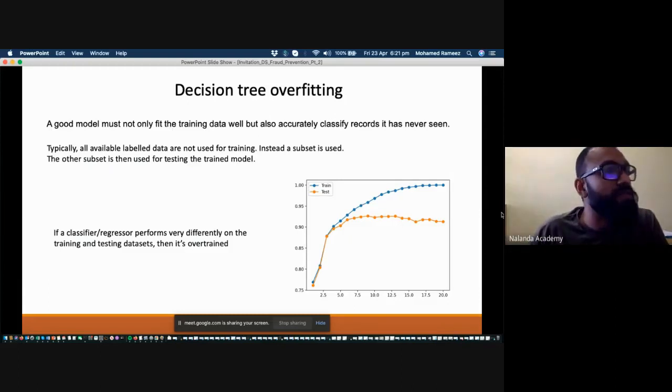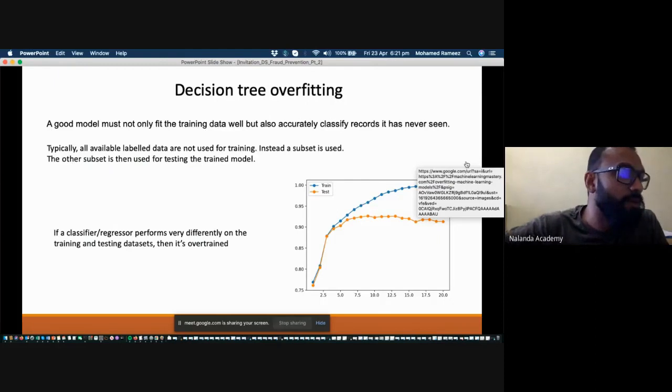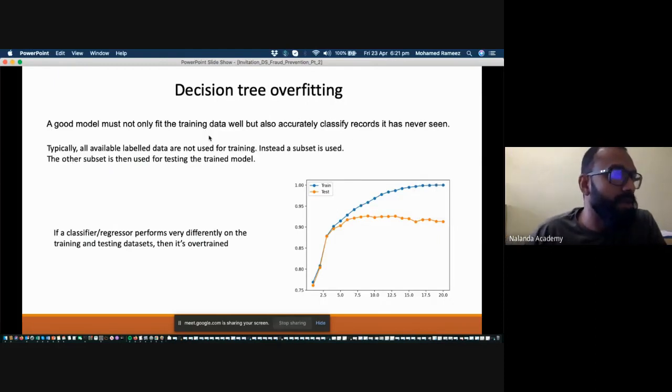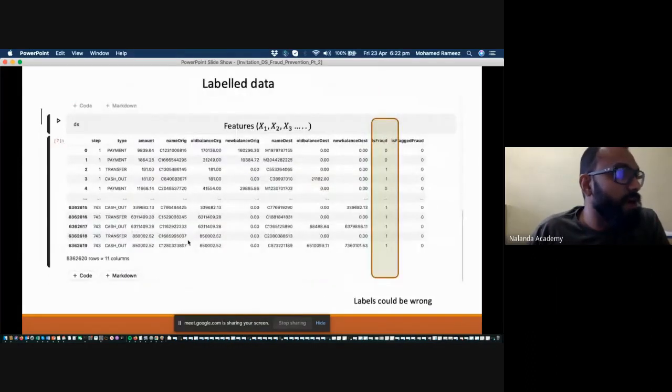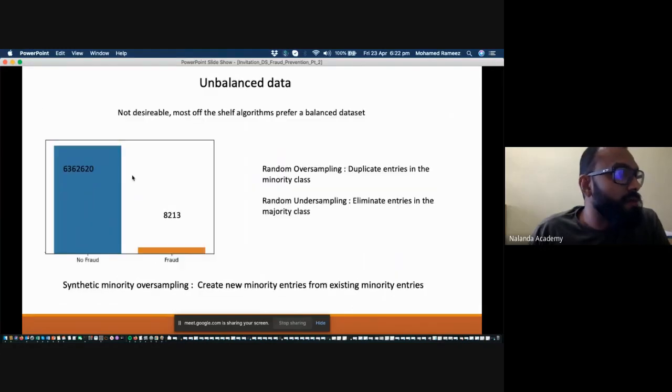But if you show it some new data which you have the labels for, but you don't give it the label, and it is able to correctly predict it, that is how you decide if your training was successful. So usually what happens is that in a data set like this, where you have some 8,213 fraudulent data sets, you don't use all of them for training, you will split it further.